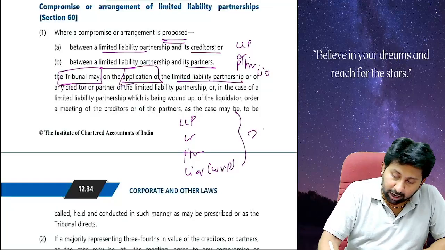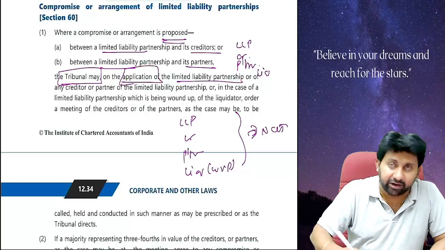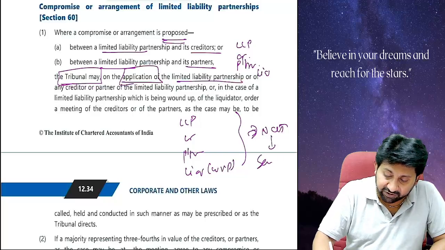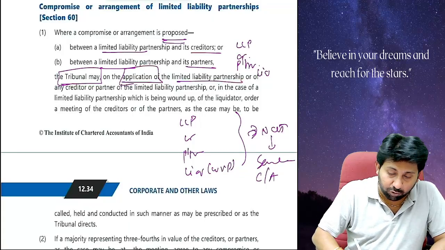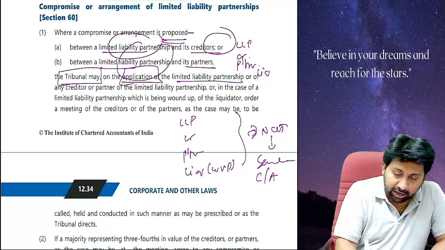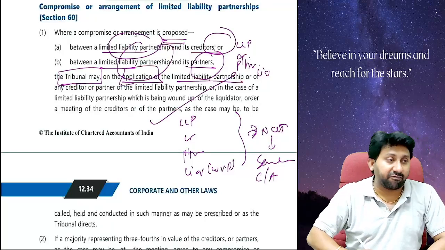Application to whom? Application to NCLT. For what? To sanction. To sanction what? Compromise or arrangement. Between whom and whom? LLP and creditors, LLP and partners. This is paragraph number 1.